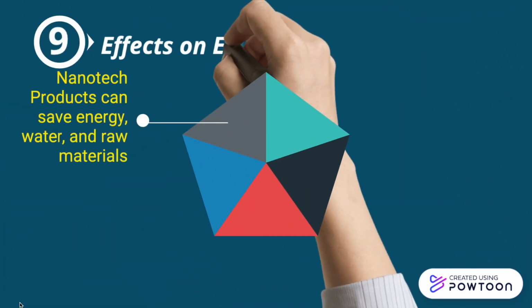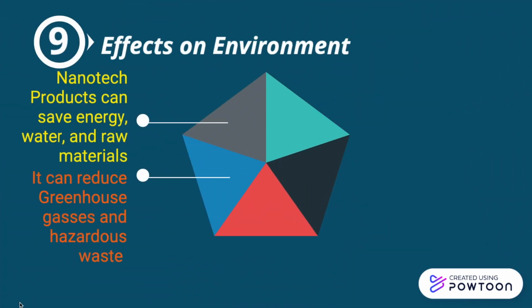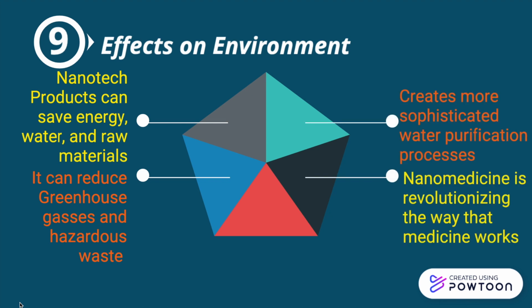Next, we're going to talk about the effects on the environment. Now, this is a very important one because this is one of the impacts that we get from nanotechnology. Nanotech products can save energy, water, and raw materials. It can reduce greenhouse gases and hazardous waste.